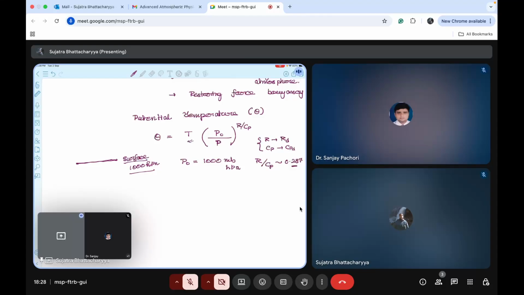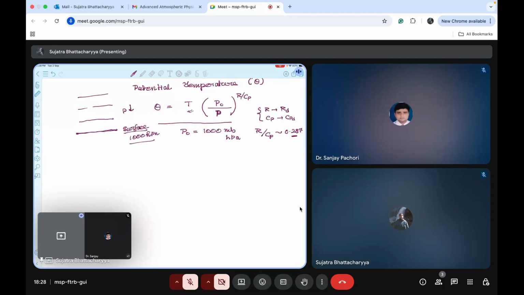Next is P. P is a different pressure level. As you go to the top of the atmosphere, the pressure decreases. We know this: as we go up, the pressure decreases, and pressure increases as you go down. So this is the potential temperature definition.